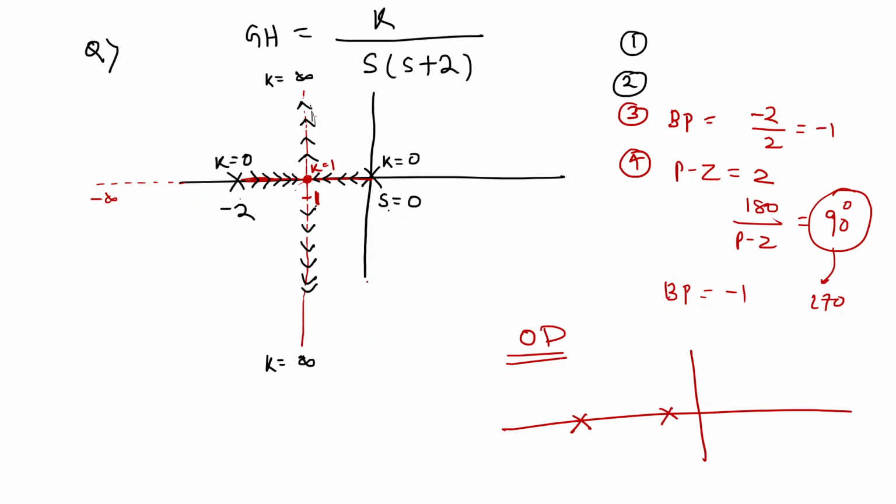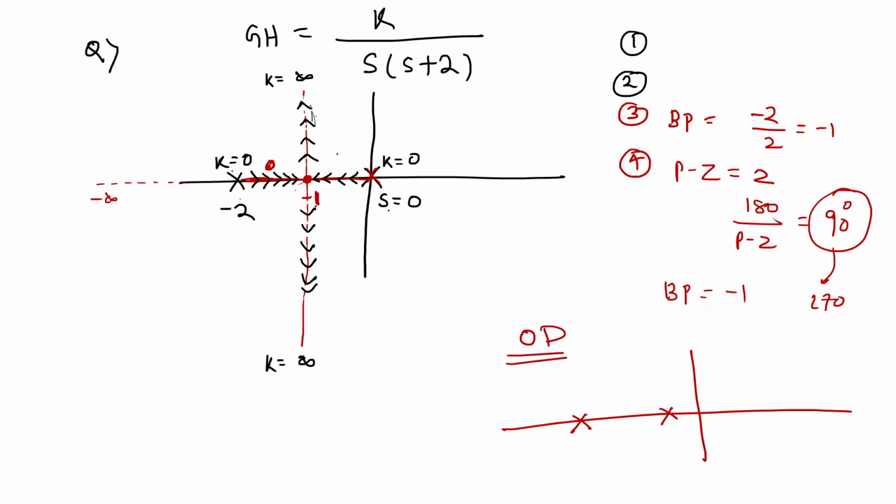So it means, sir, from k equal to 0 to 1, if this pole is moving and reaching this point, then definitely the other pole will be somewhere here. So definitely they are on the real axis in between k equal to 0 to 1. This range is k from 0 to 1, right, sir? Yes, sir. So that's why it is overdamped.